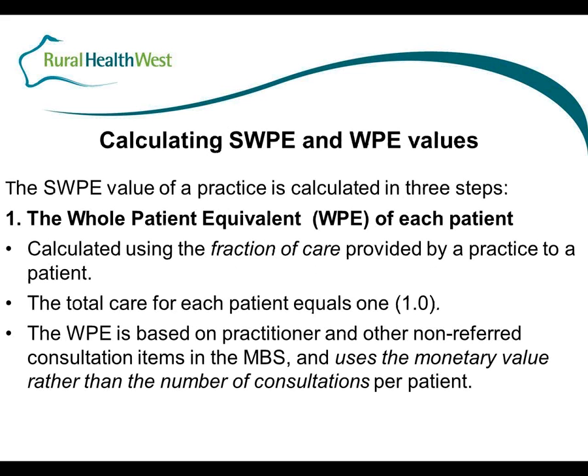The SWPE value of a practice is calculated in 3 steps. First, the WPE equivalent of each patient, which is calculated using the fraction of care provided by a practice to a patient. As said previously, the total care for a patient equals 1. The WPE is based on practitioner and other non-referred consultation items in the Medicare benefits schedule and uses the monetary value rather than the number of consultations per patient.